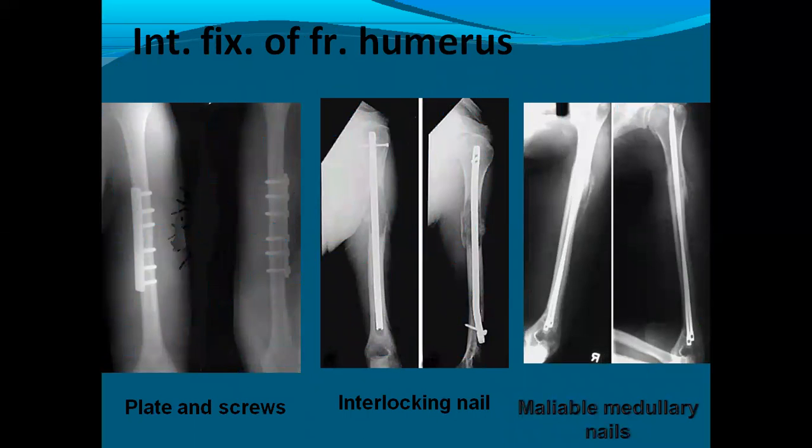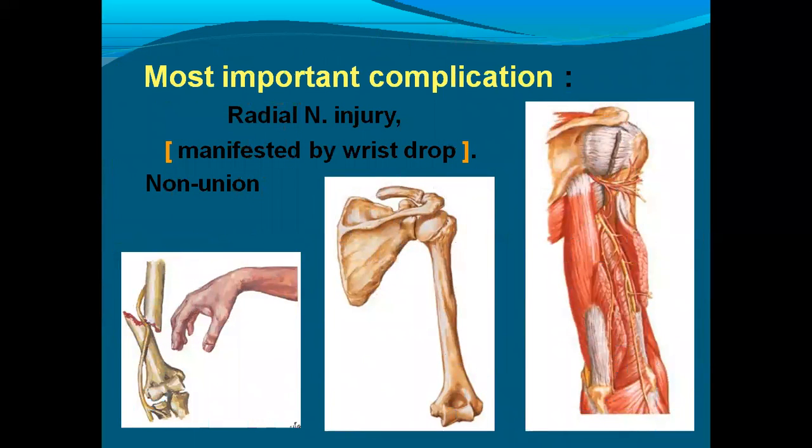Then there is interlocking fixation of the humerus. The most important complication is radial nerve injury. As I just told, it is a very vascular structure, and the nerves go around the bone. So in case the nerve is also damaged, it presents with a wrist drop.